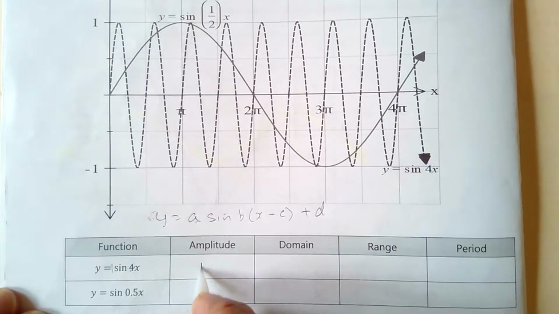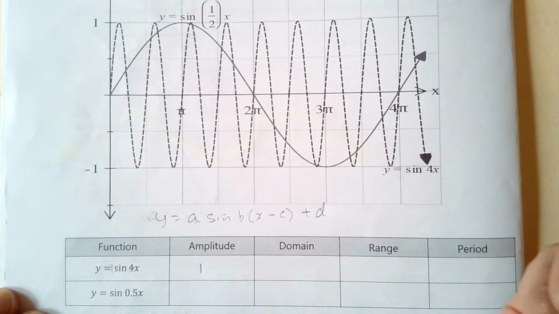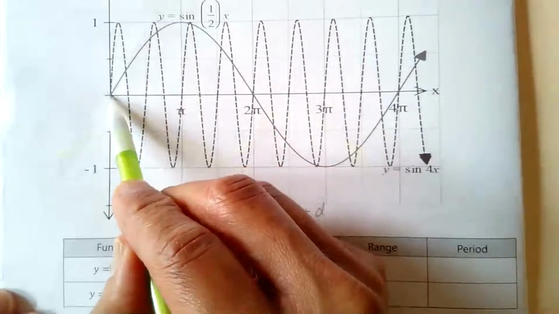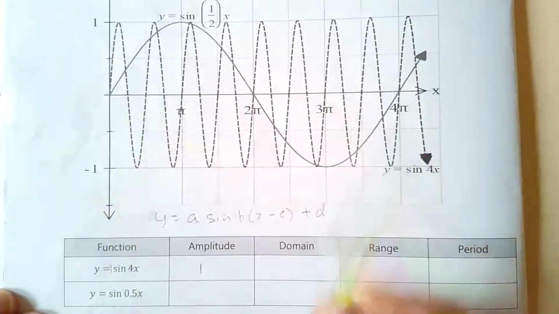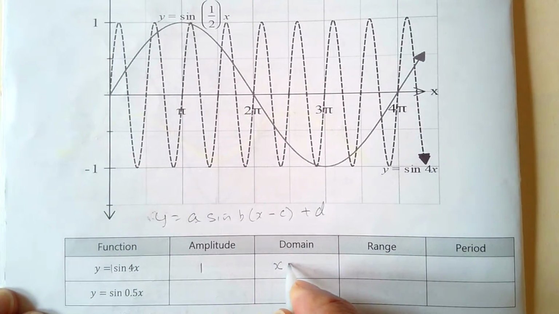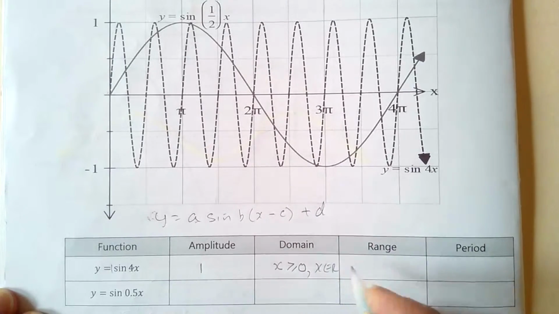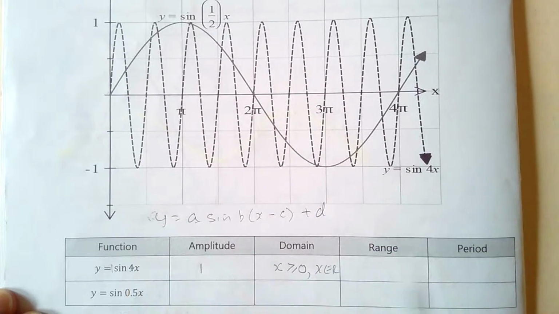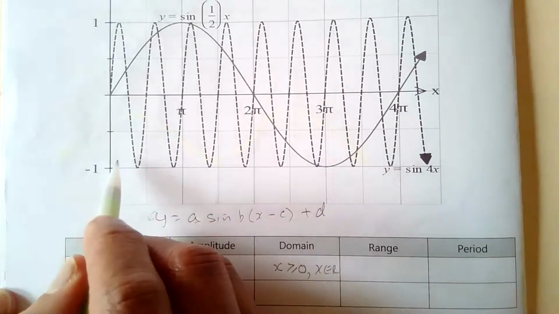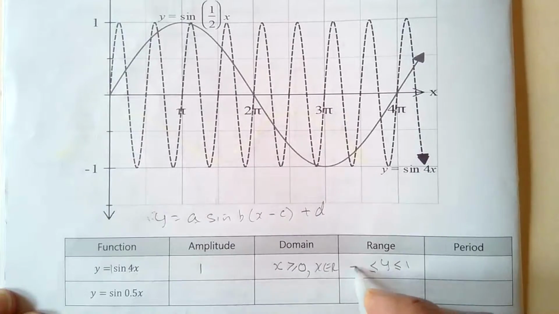So amplitude is 1. Your domain actually starts from 0 here because there's no arrowhead. We'll leave it from 0, so the domain is where x is greater than or equal to 0, where x is a set of real numbers. The range is from -1 to 1.